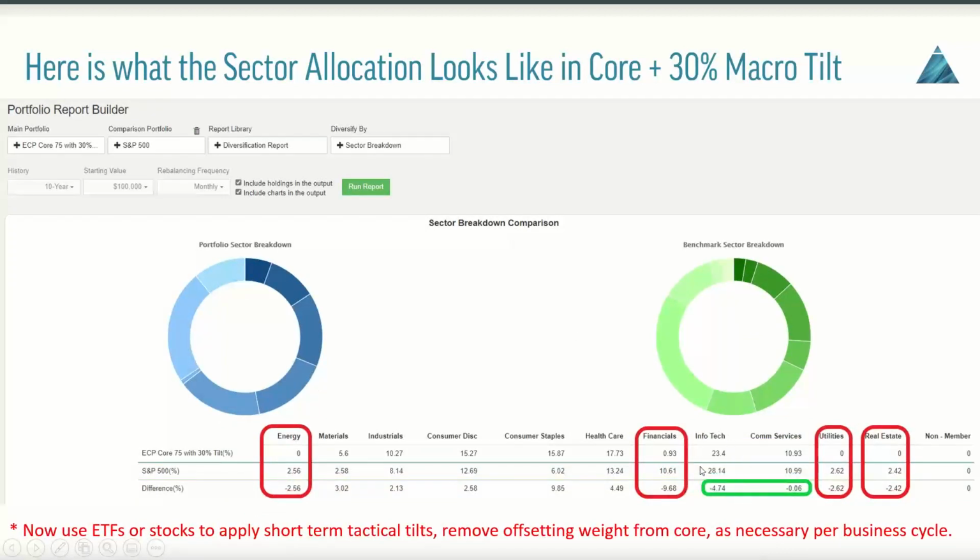Now what we do after we've applied those macro tilts, so with a 30% macro tilt, you'll bring your information technology almost up to even with the S&P 500. Communication services does go to even. These are weights as of, I believe, April 1st that I'm using in these model portfolios. So they will differ, and the idea is you're going to be somewhere between 30 and 35% on the macro tilt to get that information technology sector weight up.